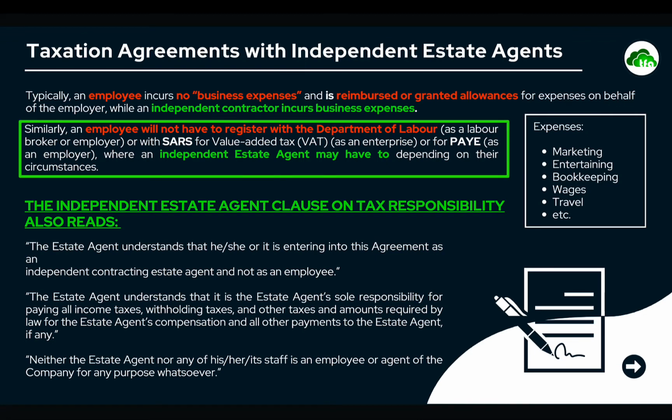Similarly, an employee might not have to register with the Department of Labour as a labour broker or employer, or with SARS for value-added tax as an enterprise, or for pay-as-you-earn as an employer, where an independent estate agent may have to, depending on their circumstances.